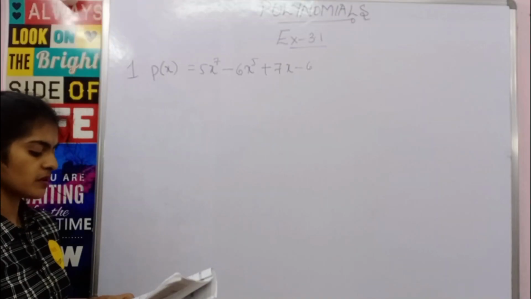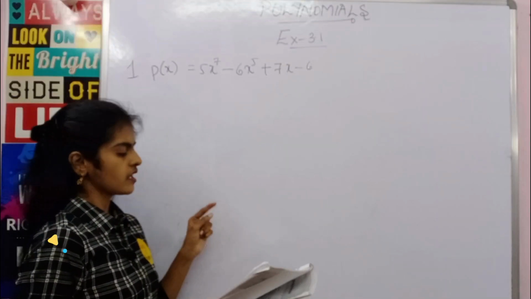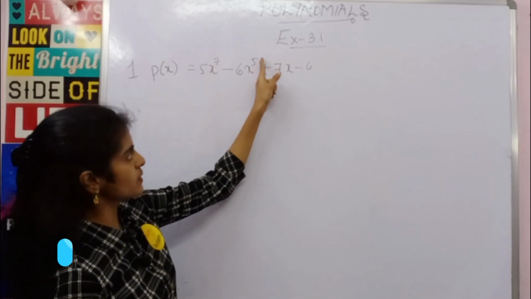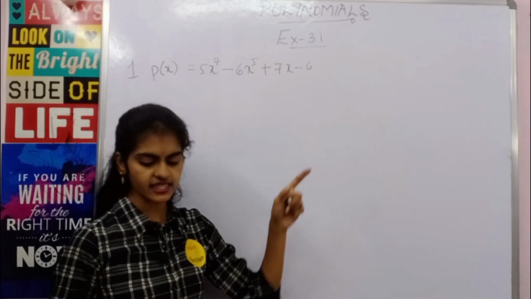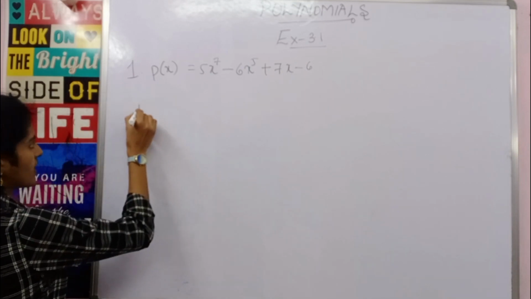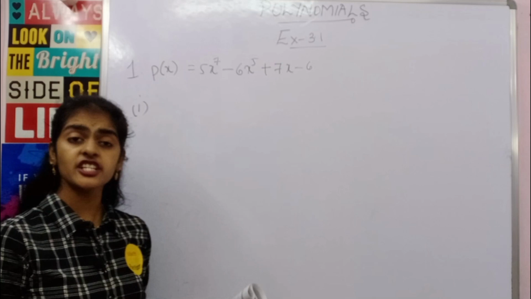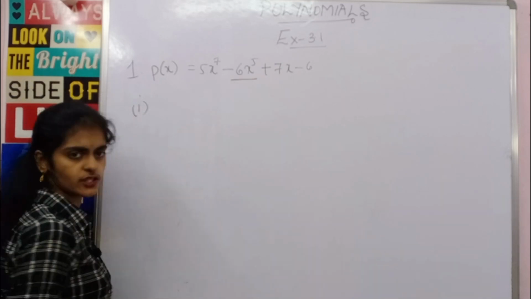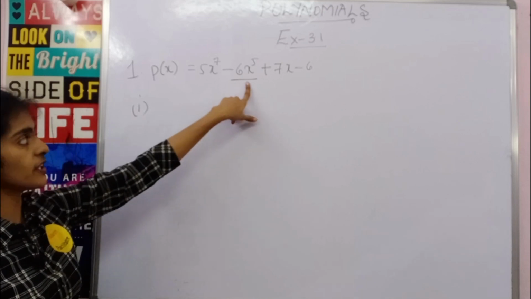So the first problem is: in P of x equal to 5x power 7 minus 6x to the power 5 plus 7x minus 6, what is the coefficient of x power 5? So you want the coefficient of x power 5. Okay, so x power 5 is here.